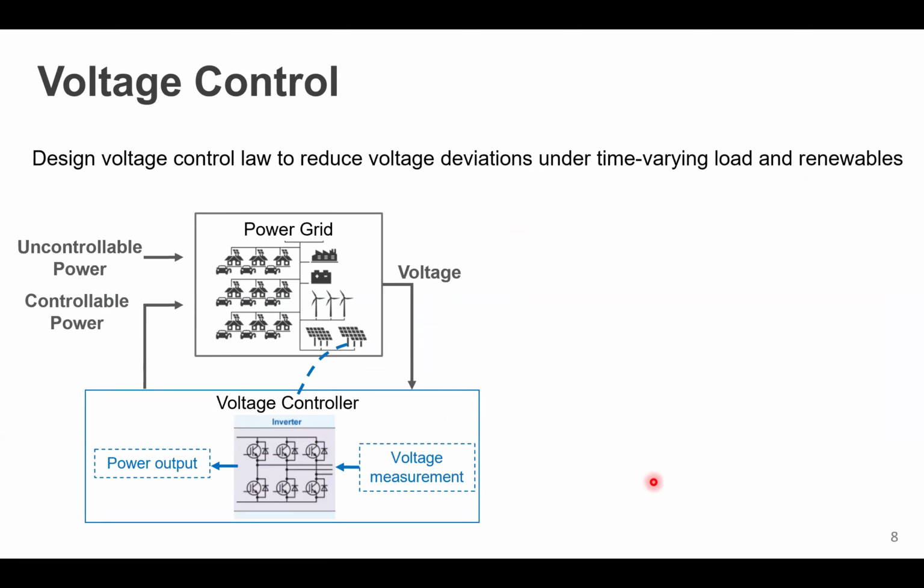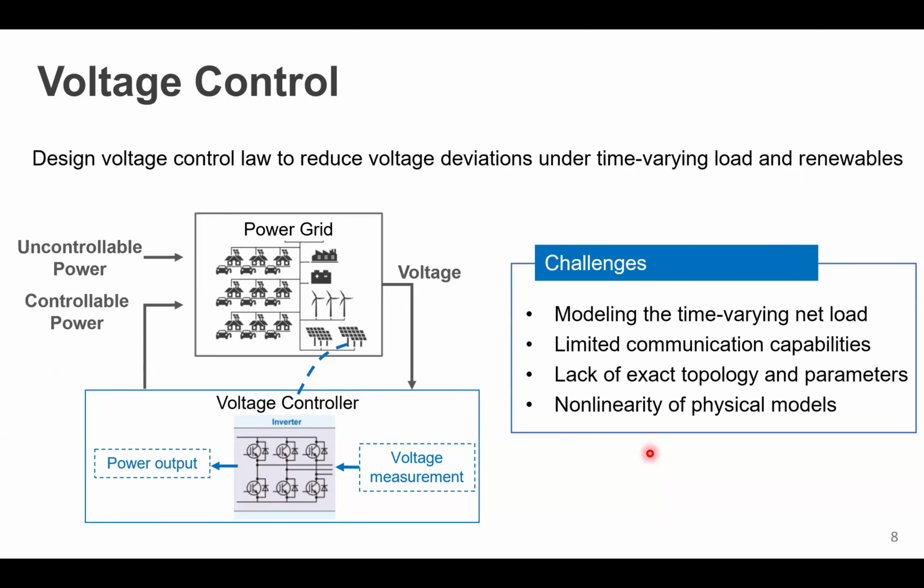However, designing this control law under time-varying load and renewables is not so trivial, because on one hand, it's not clear how we should model the time-varying net load. Should we model it as just white noise, or should we design some parametric function to model the net load? That is yet to be determined.